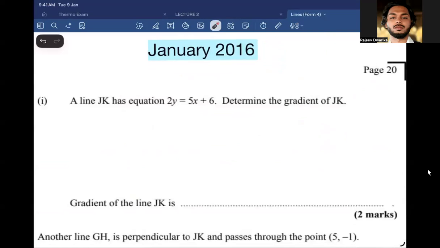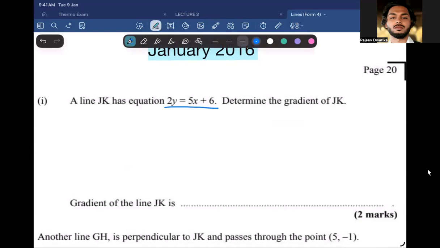A line JK has equation 2y is equal to 5x plus 6. Determine the gradient of JK. Now, Ria, for this question, is a graph given? No, sir. If a graph is not given, can we use y2 minus y1 over x2 minus x1 to find the gradient? No, sir. No, you cannot. All they gave you here was the equation of the line, right?